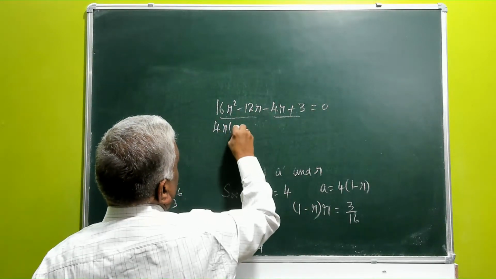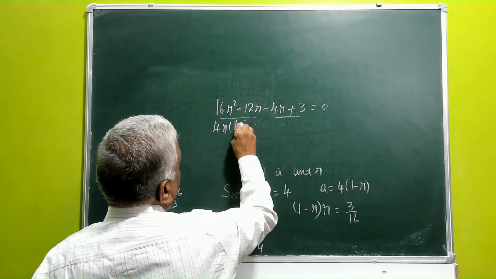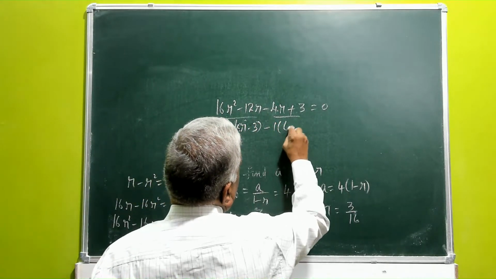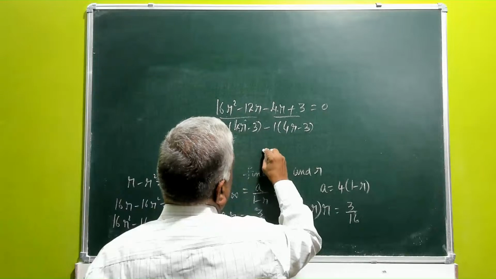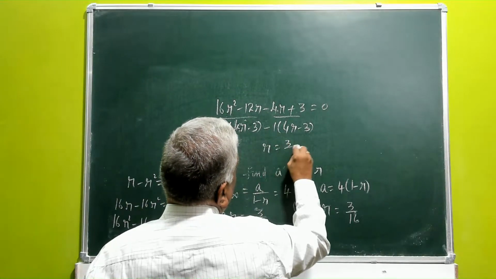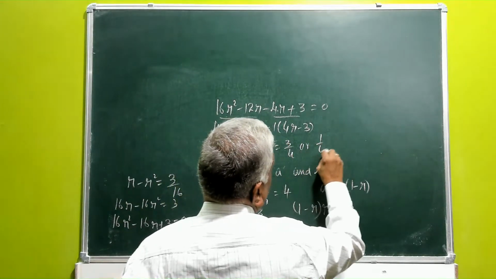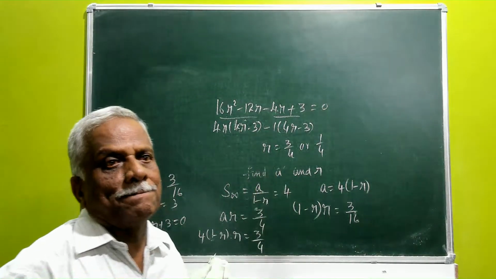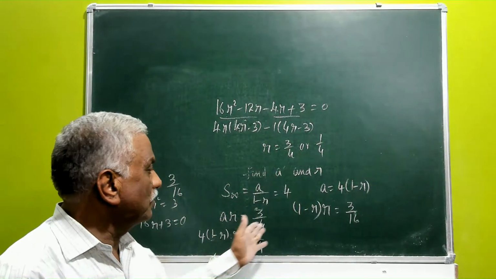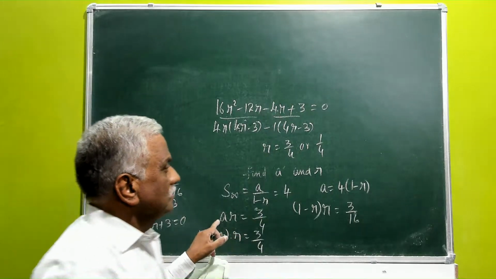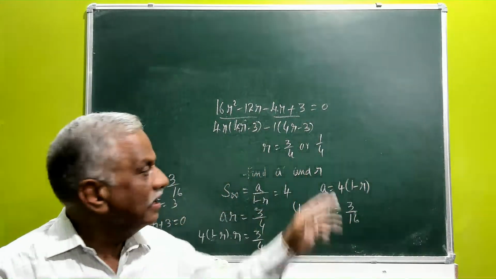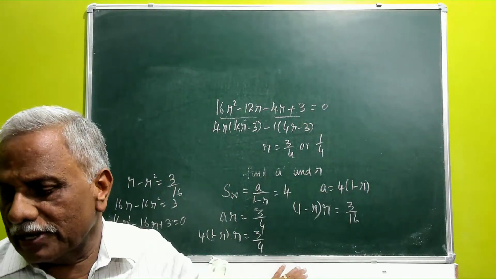4R is common. 4R minus 3. Here minus 1 is common. 4R minus 3. You can stop here only. R is equal to 3 by 4 or 1 by 4. Then you can find what is A. If R is 3 by 4, what is A? You can find out. So AR is 3 by 4. A should be 1 in that case. When R is equal to 1 by 4, what is A? You can find out.